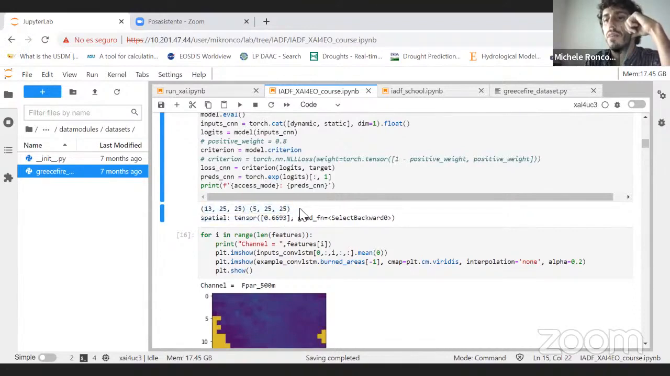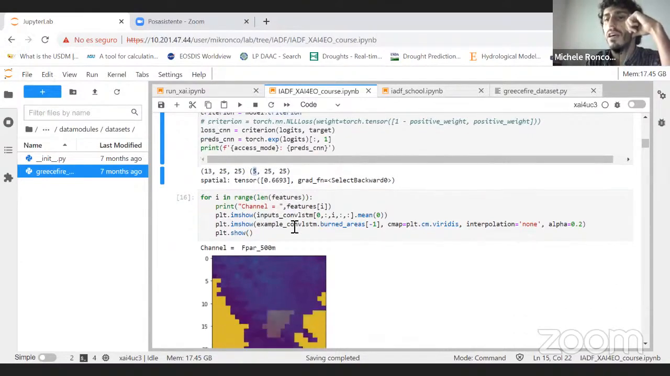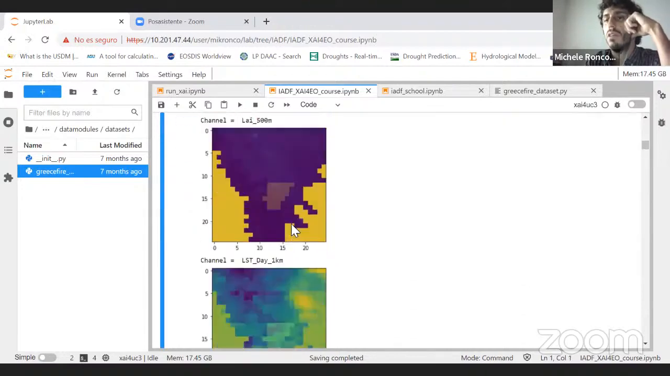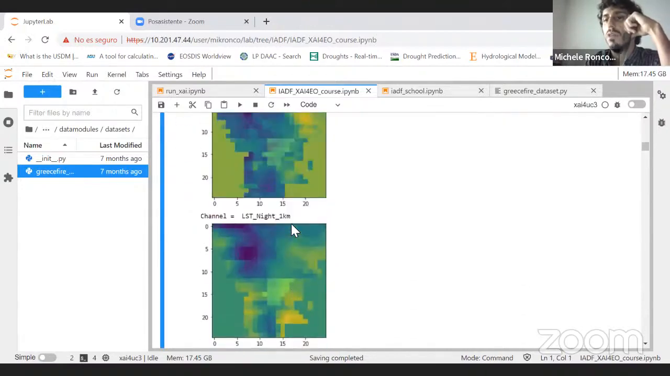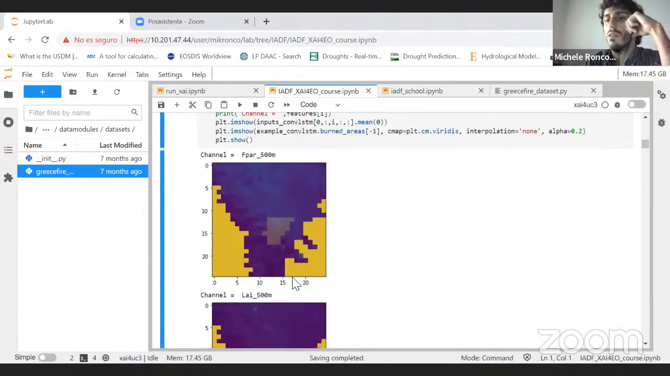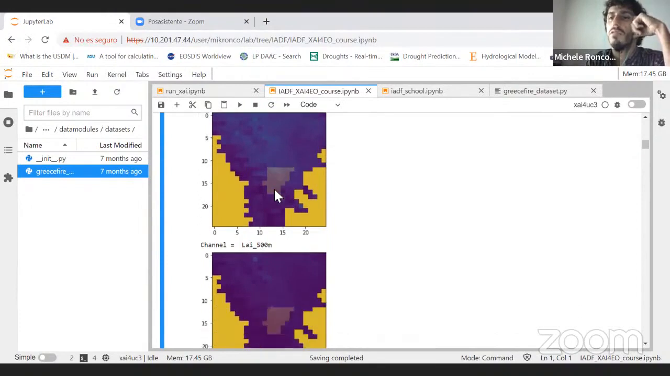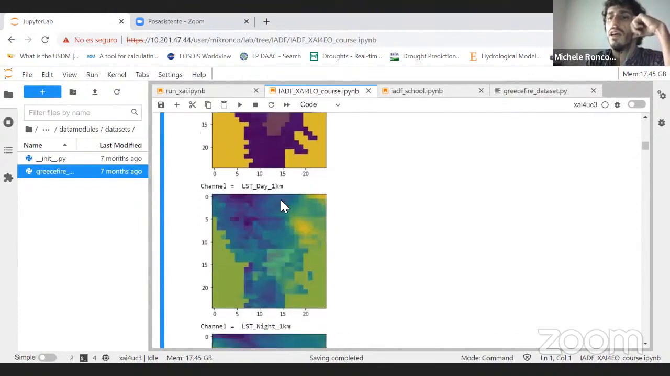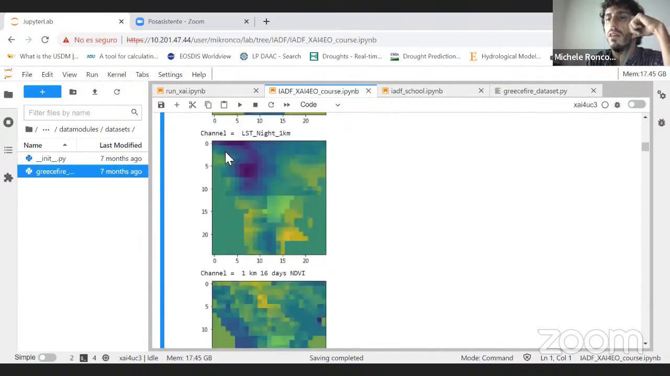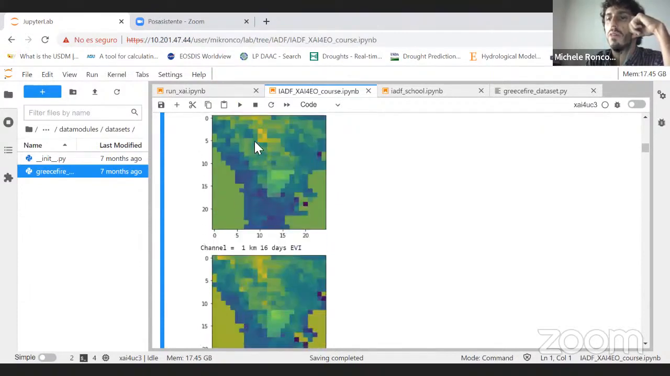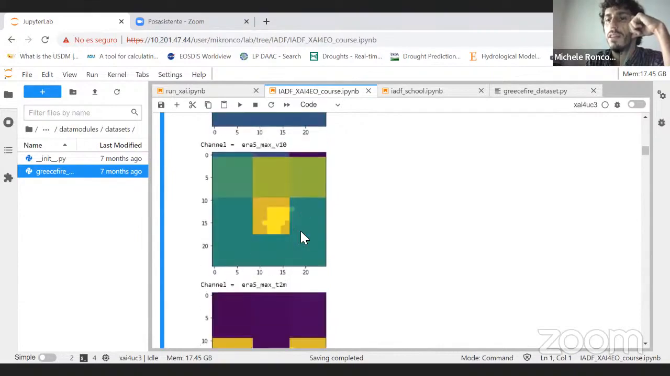And this is just the dimensions of the input. We have 25 by 25, 13 dynamic features, which are NDVI, surface temperature, and so forth, and only 5 static layers. What we can do is plot some of the channels with the burn areas overlaid. You have it also in the notebook I sent you. What we can see, for instance, is where the burn area is with respect to the area, and with respect to the values of the different channels.